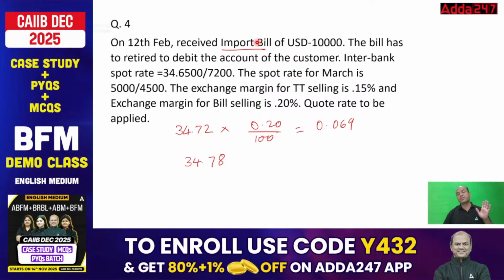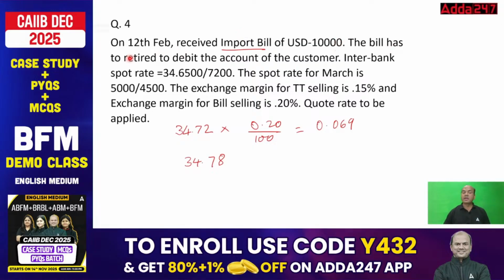Now immediately it must click you. Import means selling. I have to do a sales, right? Sale means what? Two, three things must strike your mind immediately. Sale means TT margin will be added. Simple. TT margin will be added. Okay. So received an import bill of USD 10,000.